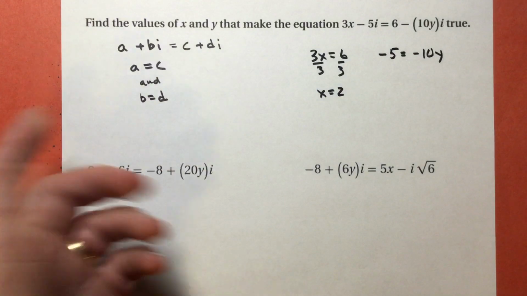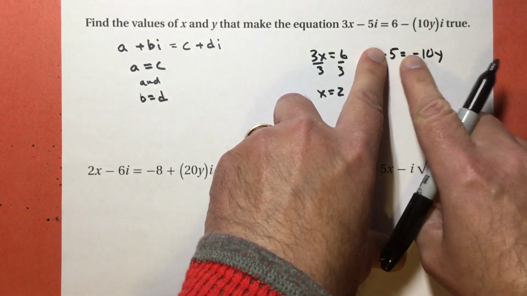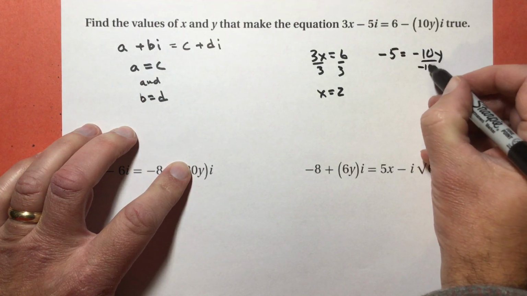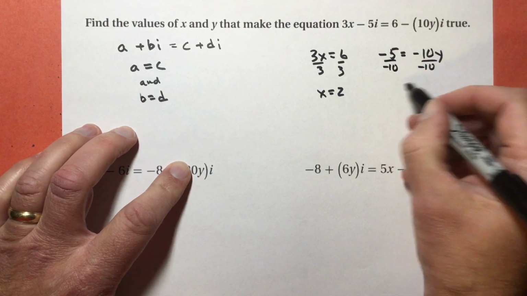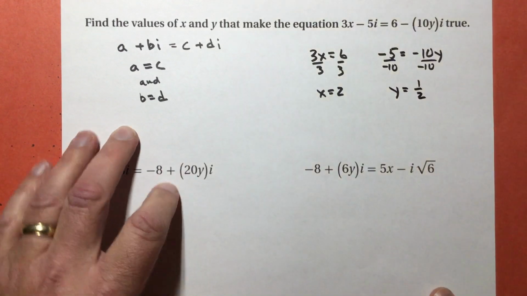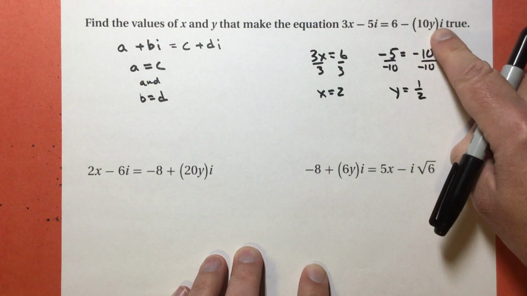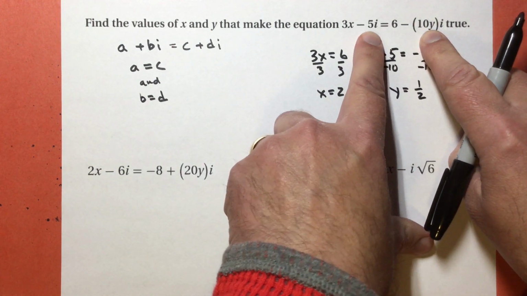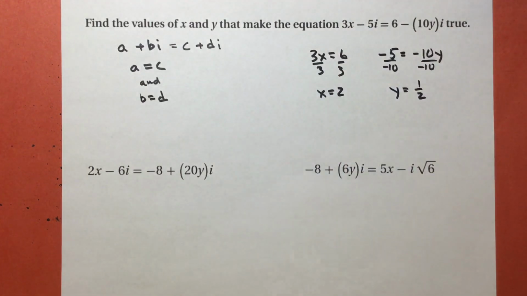And actually, I could have done this. I put the negative in there, but that's also 5 equals 10y. So I'm going to divide by -10, and I'm just going to turn around. y has to be positive 1/2. So if I do 10 times 1/2, or 10 divided by 2, I get 5 here, and I get 5 here, and I'm subtracting, so -5. That's all you're doing with this. The real parts have to be equal, and the imaginary parts have to be equal.